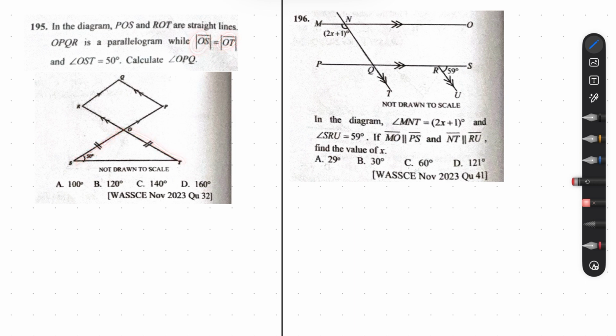What that means is this is an isosceles triangle. And for isosceles triangles, two angles are the same. So this angle and this angle are the same. So this angle is also 50.